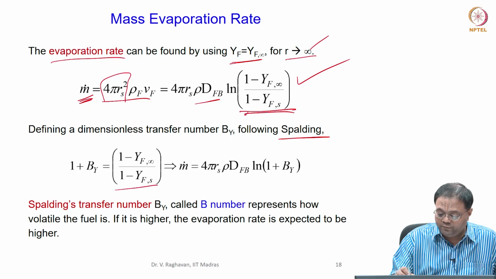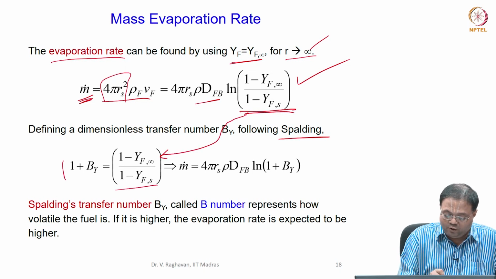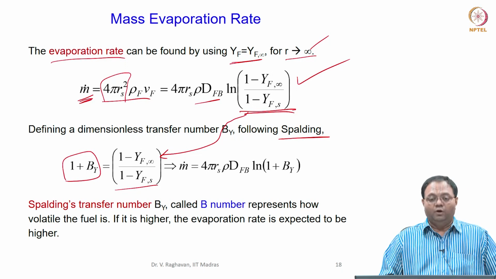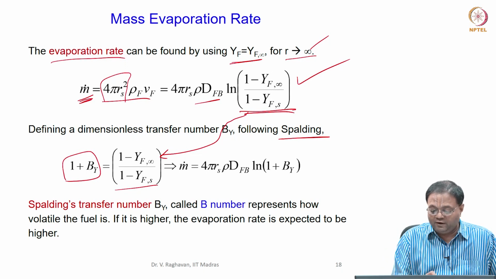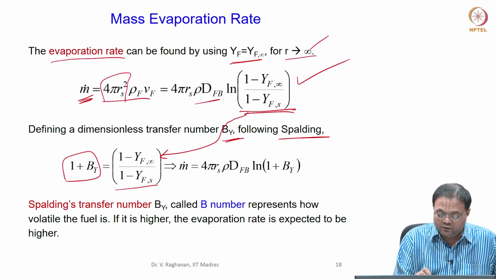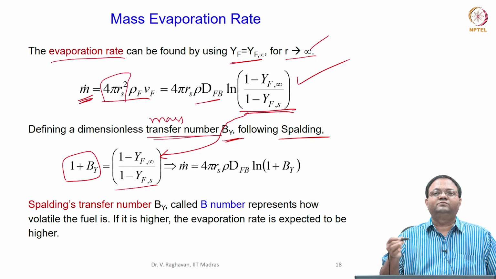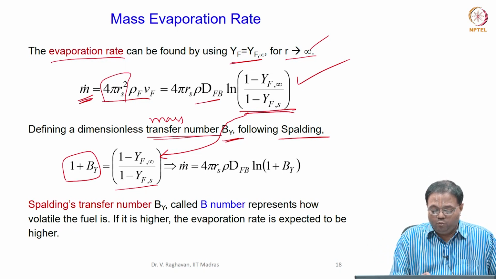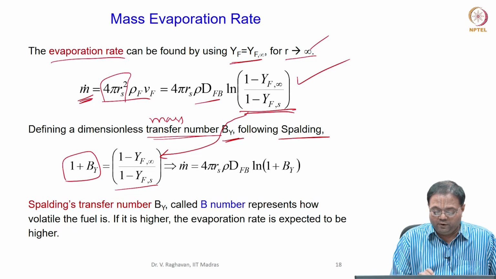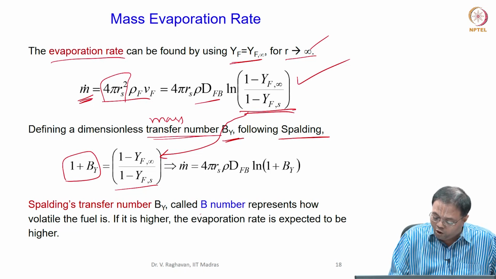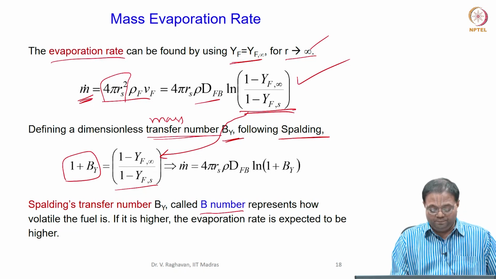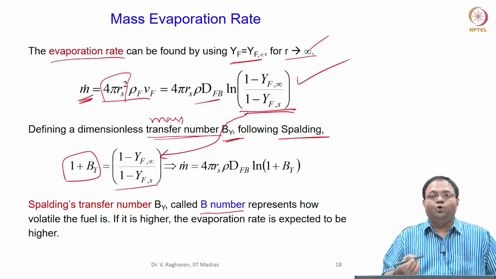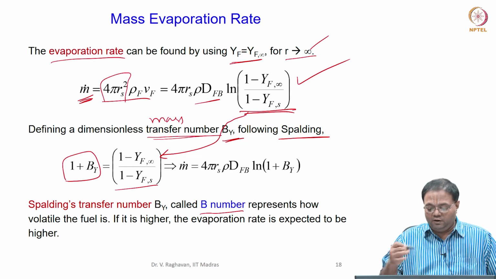So now this natural logarithm term, following Spalding's approach, we can write this term as 1 plus B_Y, where this B_Y is called the transfer number, or in this case the mass transfer number. 1 plus B_Y is written as 1 minus Y of infinity divided by 1 minus Y of s. So this is also called the B number by Spalding.